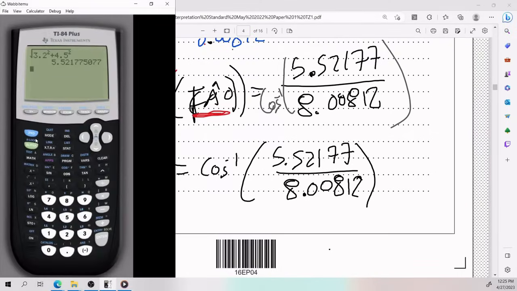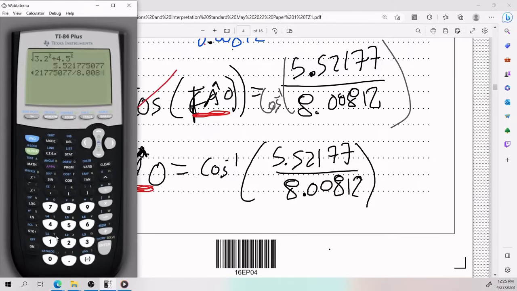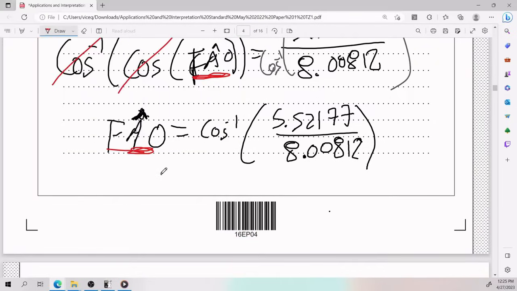So I'm going to pull up my calculator, do cosine inverse of this stuff. I take this, I divide it by 8.00812, and I end up with angle FAO being equal to 46.407.